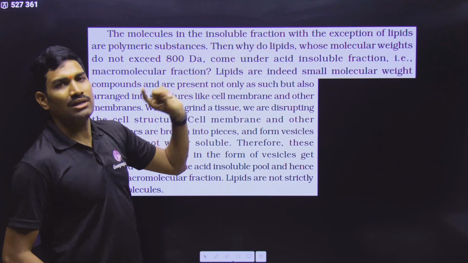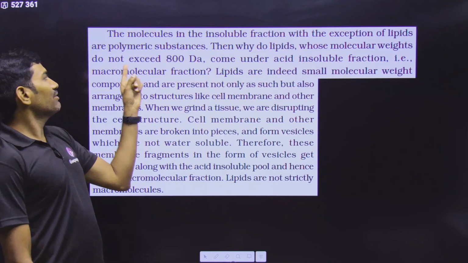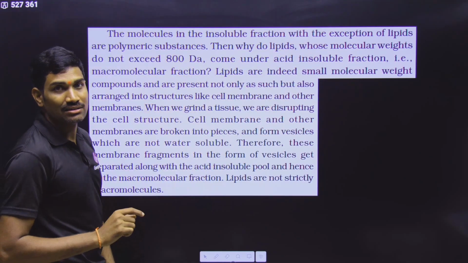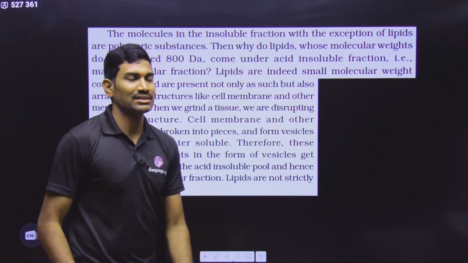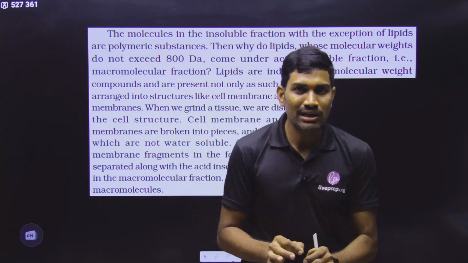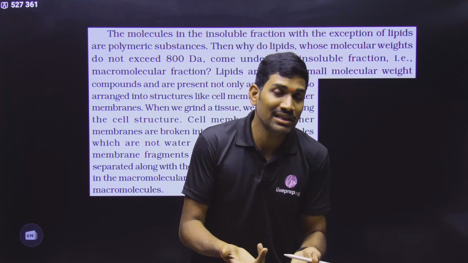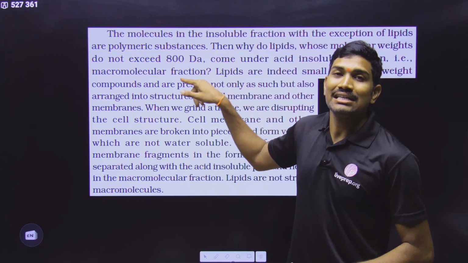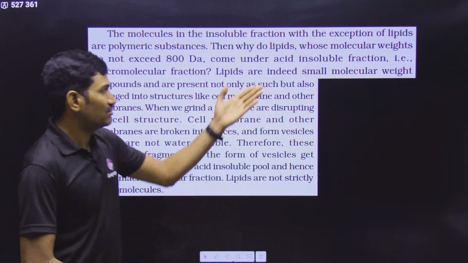If lipids are not polymers, then why do lipids, whose molecular weights do not exceed 800 Dalton, each lipid less than 800 Dalton, still come under the acid insoluble fraction, that is the macromolecular fraction? This is the most important question. Individual lipid is less than 800 Dalton. We are expecting that it should come under acid soluble pool, but it is coming in acid insoluble pool along with macromolecules. Why is it coming like that? That's what they are saying.